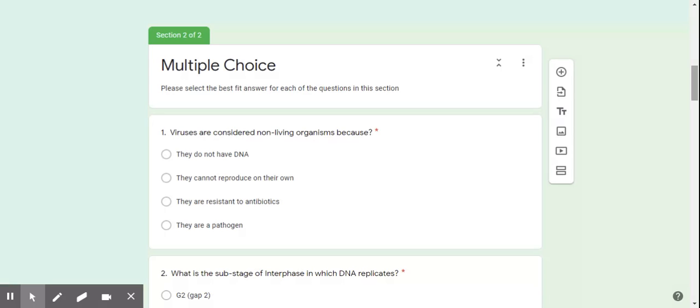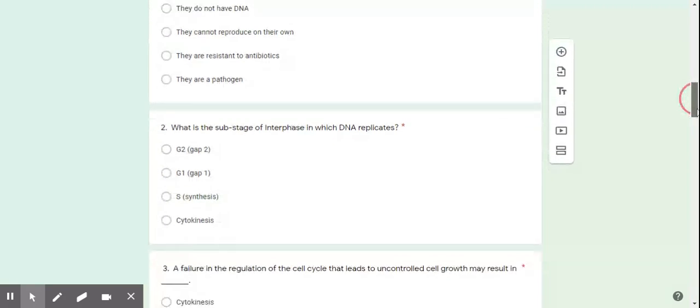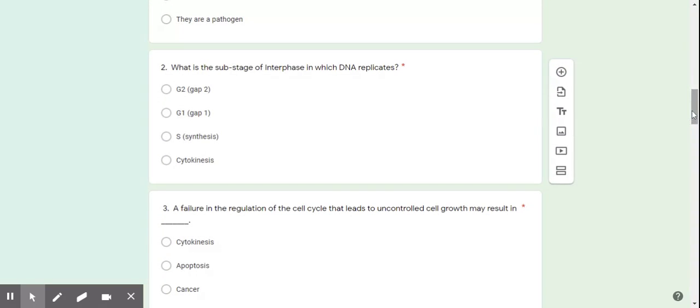Number 1, viruses are considered non-living organisms because they do not have DNA, they cannot reproduce on their own, they are resistant to antibiotics, or they are a pathogen. Number 2, what is the substage of interphase in which DNA replicates? G2 or gap 2, G1, gap 1, S, synthesis, or cytokinesis?